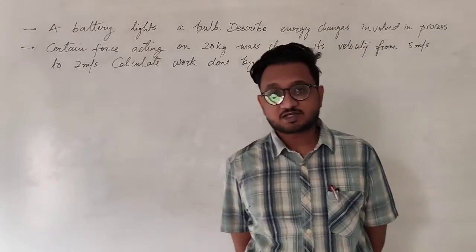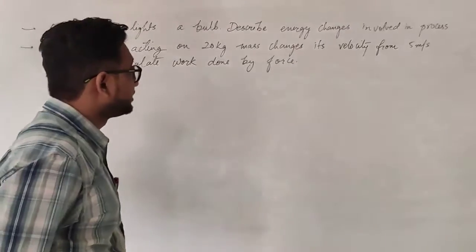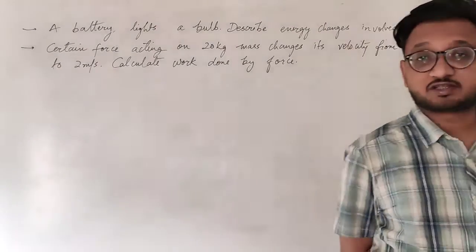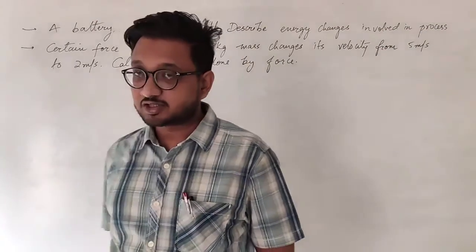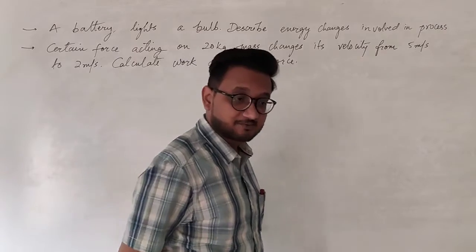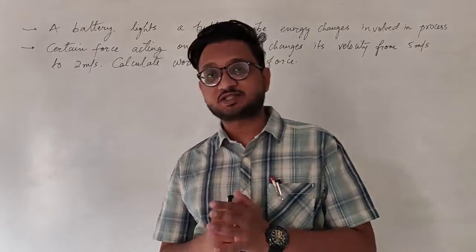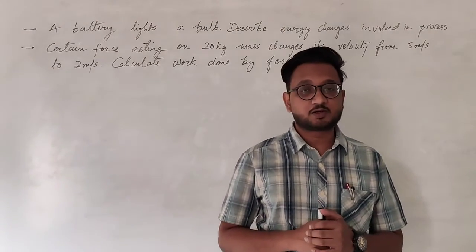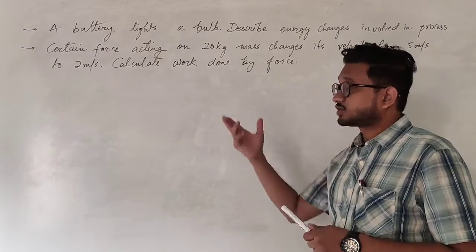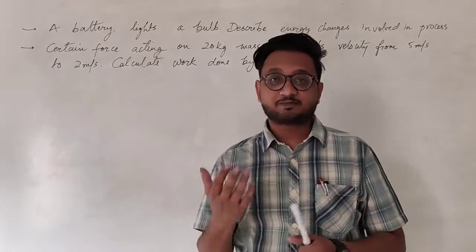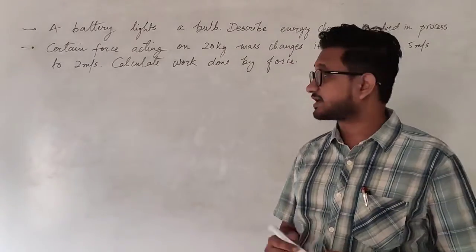We are continuing with the exercise and the question for today is: a battery lights a bulb, describe the energy changes involved in the process. So we have to describe what energy changes are happening, because we know by the law of conservation of energy that energy can neither be created nor destroyed, it can only be transformed from one form to another. So a battery is used and we know that inside a battery chemical reactions take place and the energy stored inside a battery is chemical energy.